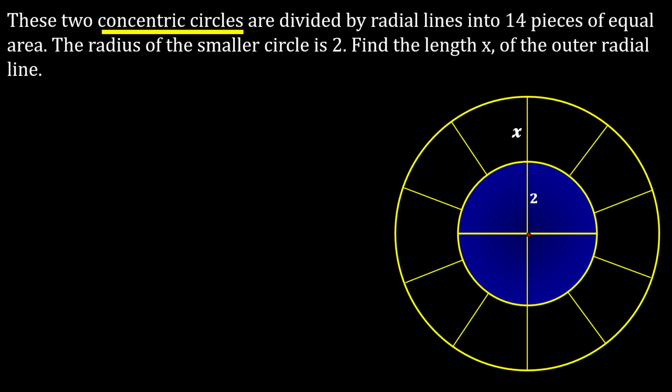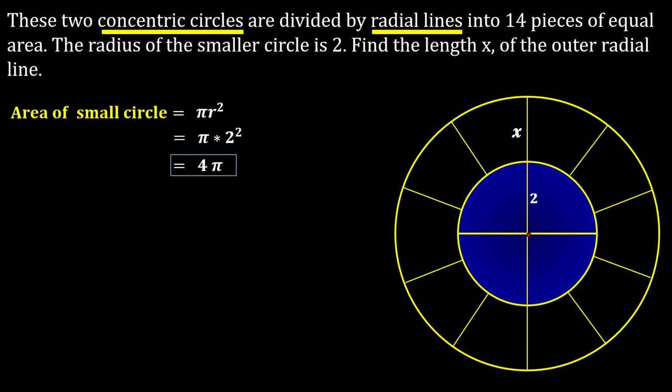These circles share a common center, and for the radial lines, these lines extend outward from the center of the circle. Let's now look at the smaller circle. So this circle, we are told the radius of the smaller circle is 2, and we need to find the radial line labeled x. If we had to calculate the area of the small circle, it is simply going to be pi times r squared. So pi times 2 squared to give us 4 pi.